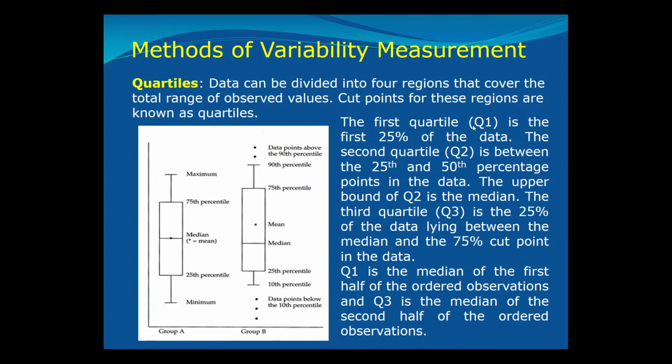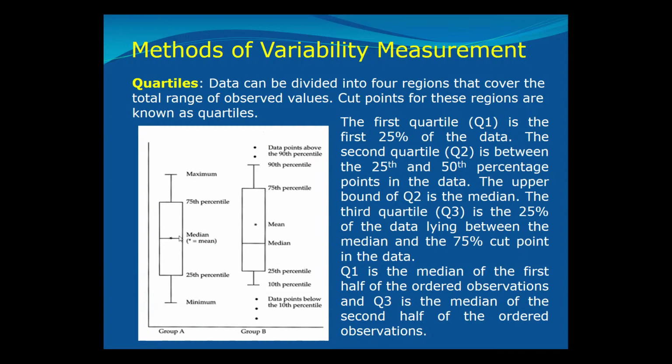The first quartile, which we denote as quartile 1, is the first 25% of the data in the data set. The second quartile is between the 25th and 50th percentage points in the data. The upper bound of quartile 2, this middle point, is the median.